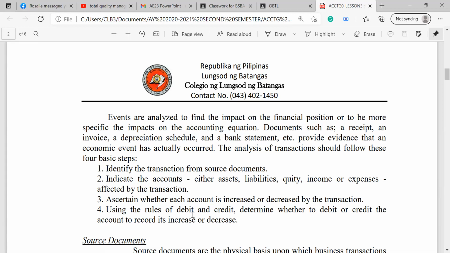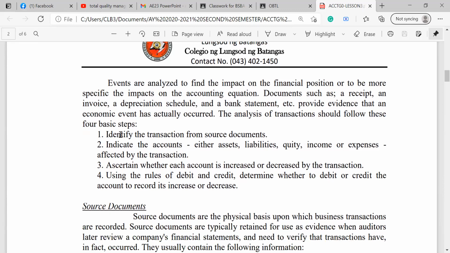So, kumbaga, nandun pa lang po tayo sa pag-analyze ng transaction. Pero once na na-analyze mo siya correctly, madali na yung mga susunod na process. Okay? So again po, identify the transactions from source documents, indicate the accounts affected, ascertain whether it is increased or decreased, and the rules of debit and credit.